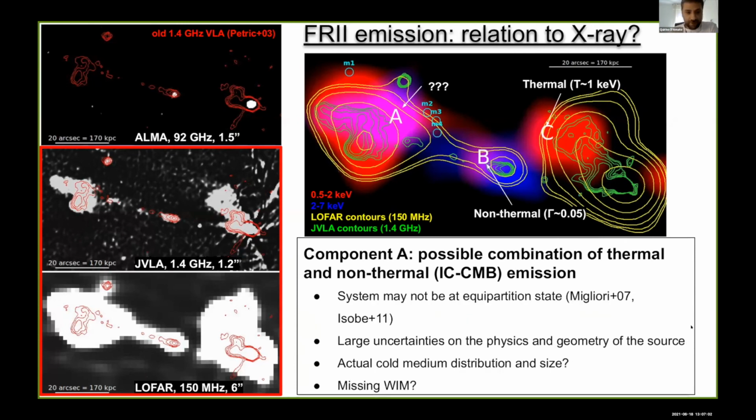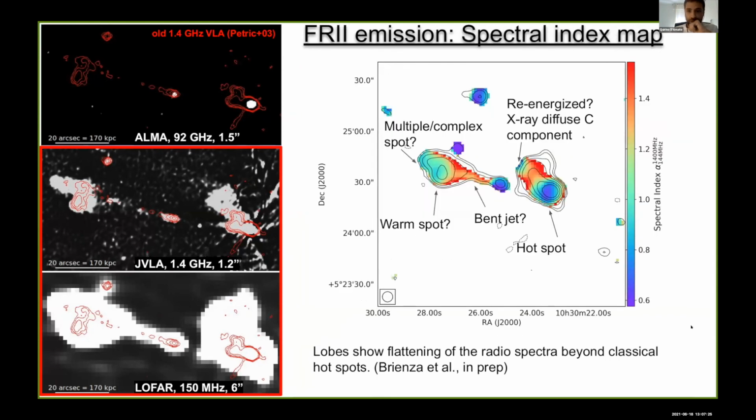Of course, we still have many uncertainties. The system may not be at the equipartition state. We have large uncertainties on the physics and geometry and the physical distribution of the cold gas and of the electron population. And also we could possibly miss a warm interstellar medium.